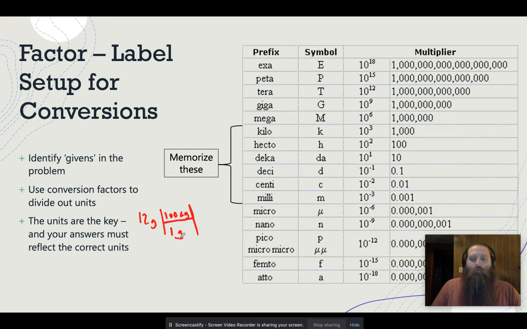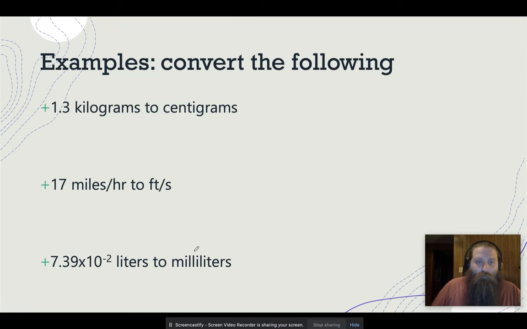And remember, the factor label system is just a division problem. So grams divided by grams, right? It's on the top, it's on the bottom. Anything divided by itself is 1, and so it cancels, all right? That leaves me with centigrams, which is what I want. So that's the factor label system. Hopefully you remember some of those. So let's look at a few.